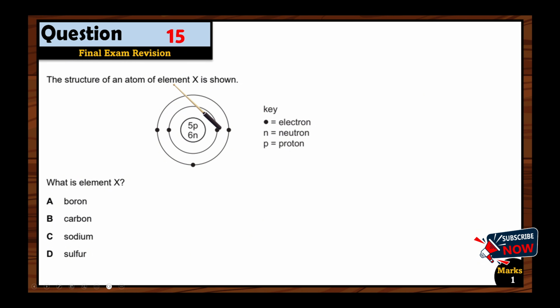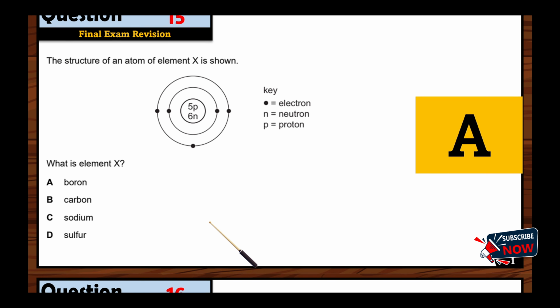Question number 15. The structure of an atom of an element X is shown over here. Which element is X? You have to count the electron numbers again: 1, 2, 3, 4, 5. So 5 electrons are present. This is boron, because boron has 5 electrons and 5 protons, right? The atomic number of boron is 5. So it is A. Again, we have option A.